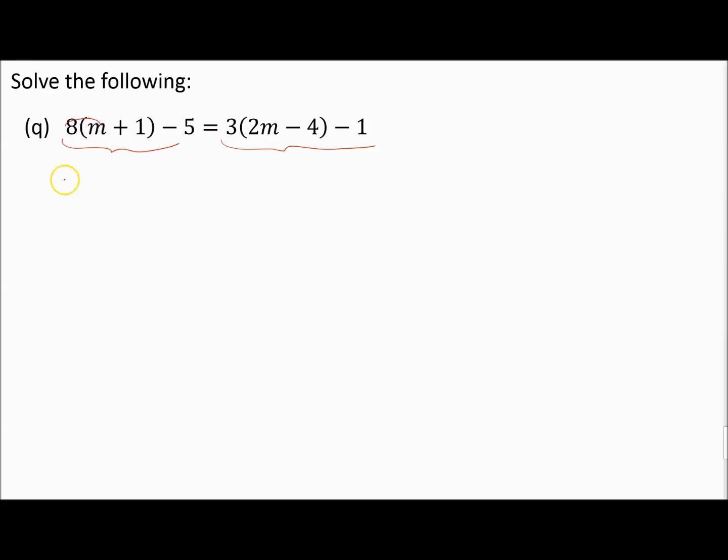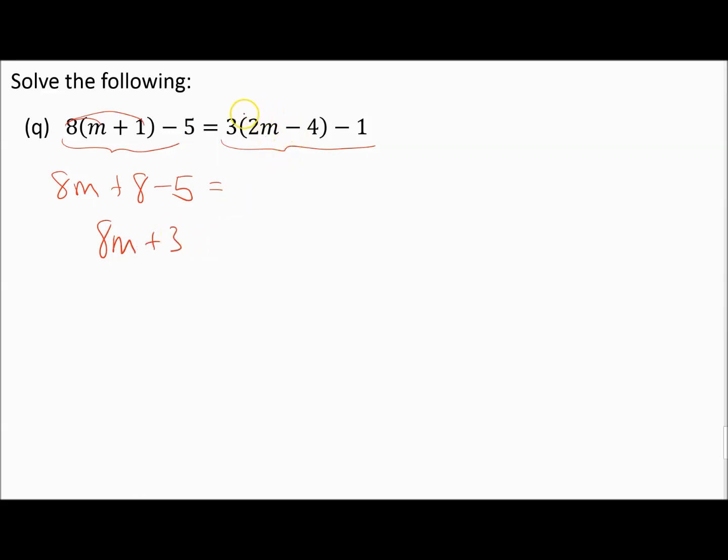So 8 times m is 8m. 8 times 1 is plus 8, and bring down the minus 5. And then I'll keep working on the left, and then we'll work on the right. Now, like terms, right? 8m doesn't have another like term, but 8 and 5 are constants, so we can subtract. 8 minus 5 is 3. So on the left, I have 8m plus 3.